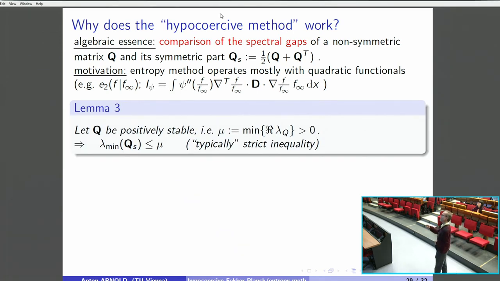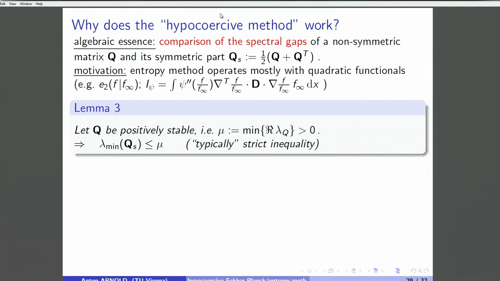So let me come back to the question. Let's compare the spectral gap of a matrix with its symmetric part. So there's first the following simple lemma. For every matrix Q, the smallest eigenvalue of the symmetric part is smaller or equal to this value mu. But typically, it's strictly smaller. So what does this mean in this plot here? Let's say the spectrum of the matrix Q is contained in this vertical strip. We have a non-symmetric matrix. Now, if I want to compare it to the spectrum of the corresponding symmetric part, then this spectrum will typically be contained in an interval that is larger.